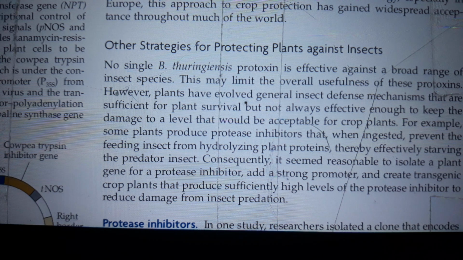Consequently, it seemed reasonable to isolate a plant gene for a protease inhibitor, add a strong promoter, and create transgenic crop plants that produce sufficiently high levels of the protease inhibitor to reduce damage from insect predation.